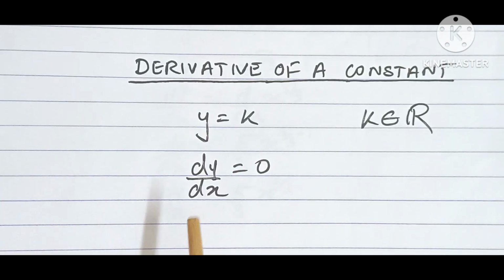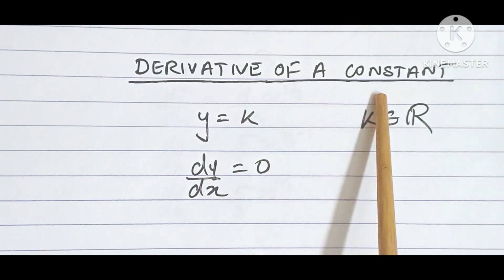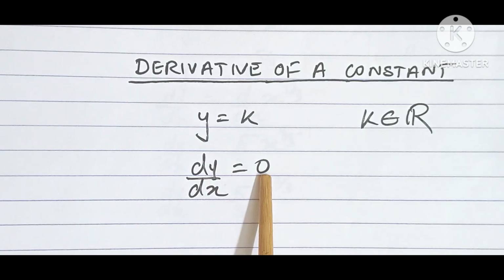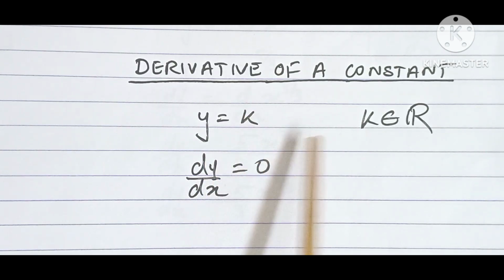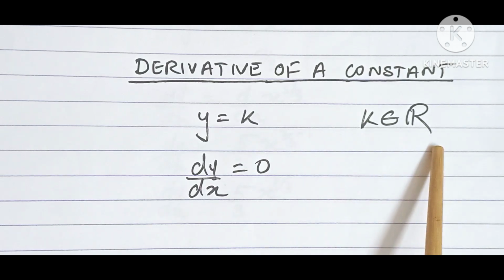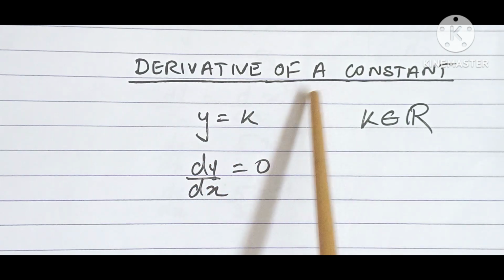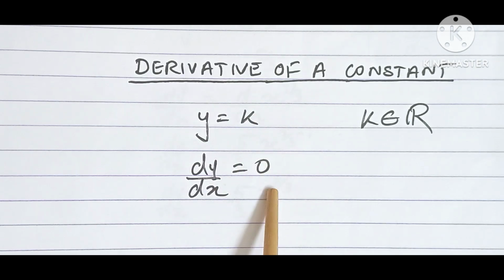Now let us learn one more formula, derivative of a constant. That is, if y is equal to k, then dy by dx is equal to 0. That is, dy by dx of k is 0, where k is any real number. That is, derivative of any constant, that is any number, is 0.